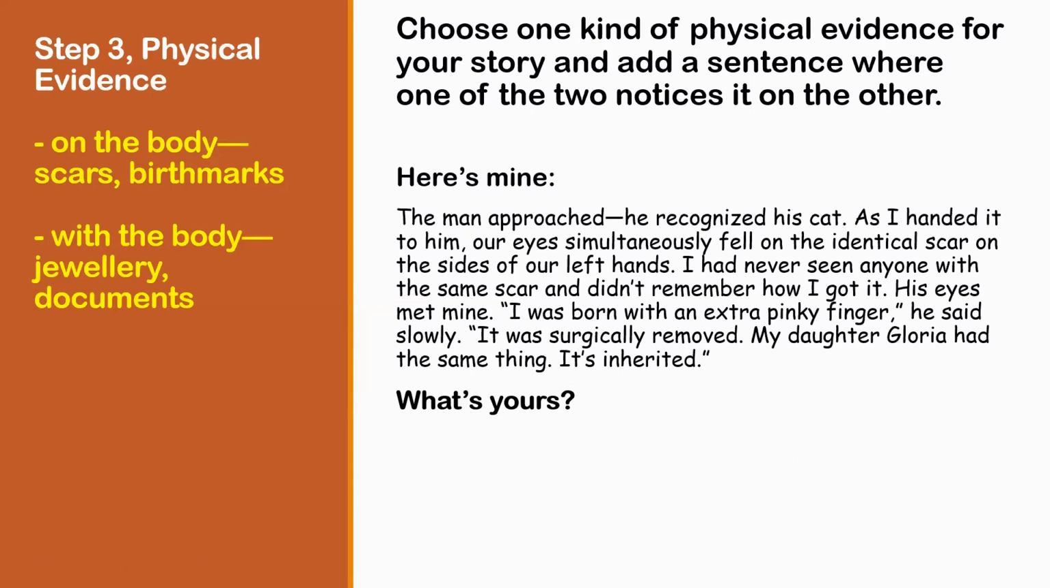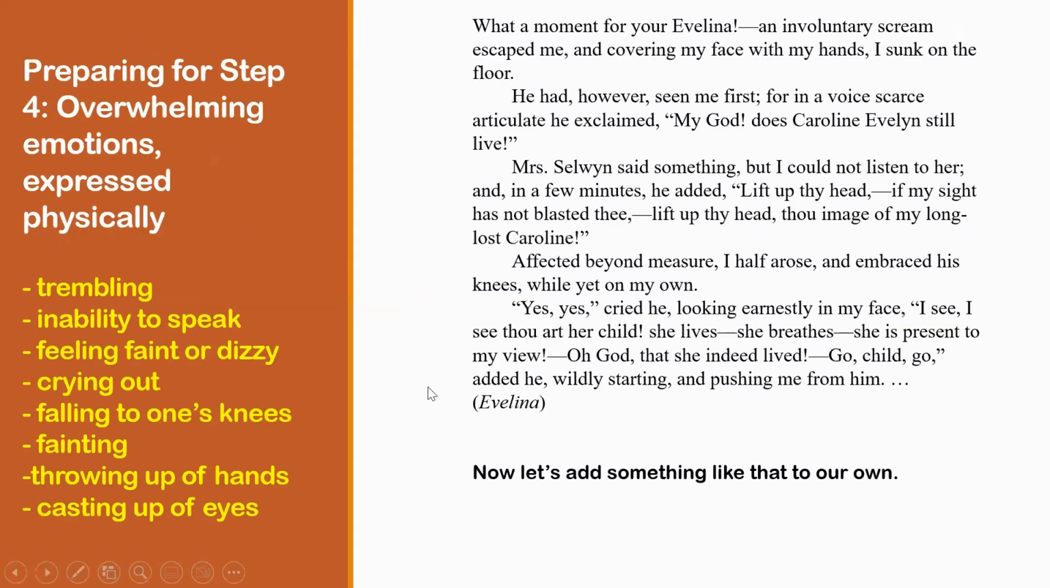Step 4 is overwhelming emotions expressed physically. So trembling is really good, 18th century trembling. Inability to speak, that's a good one. Feeling faint or dizzy, we've covered that. Crying out, oh, or whoa, falling to your knees, fainting, we've covered that. Throwing up hands, casting up of eyes, we've covered that. So we've got physical evidence and overwhelming emotions expressed physically.